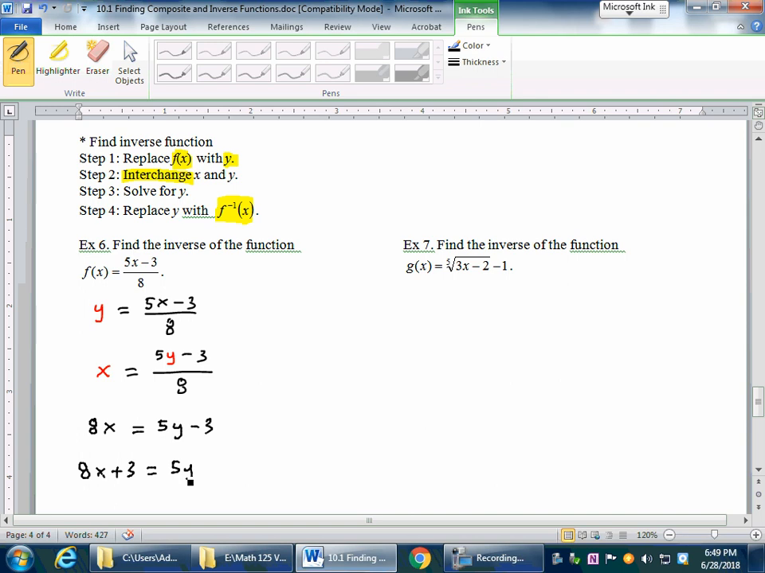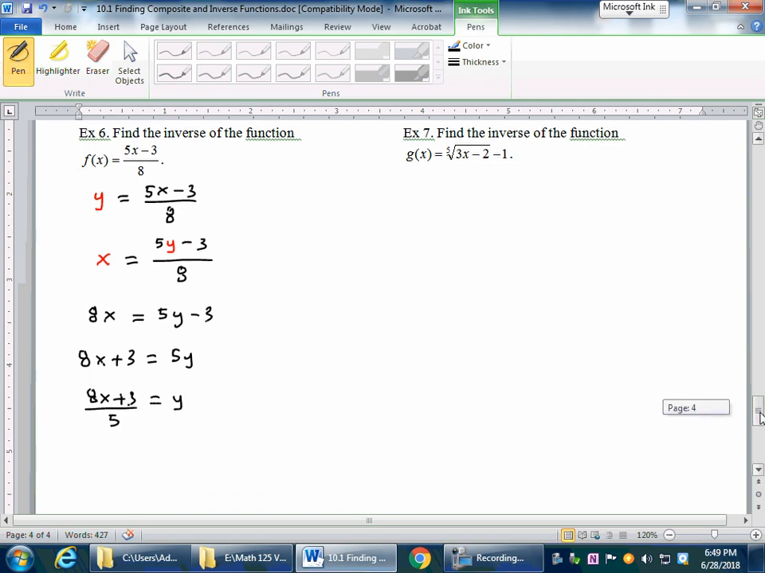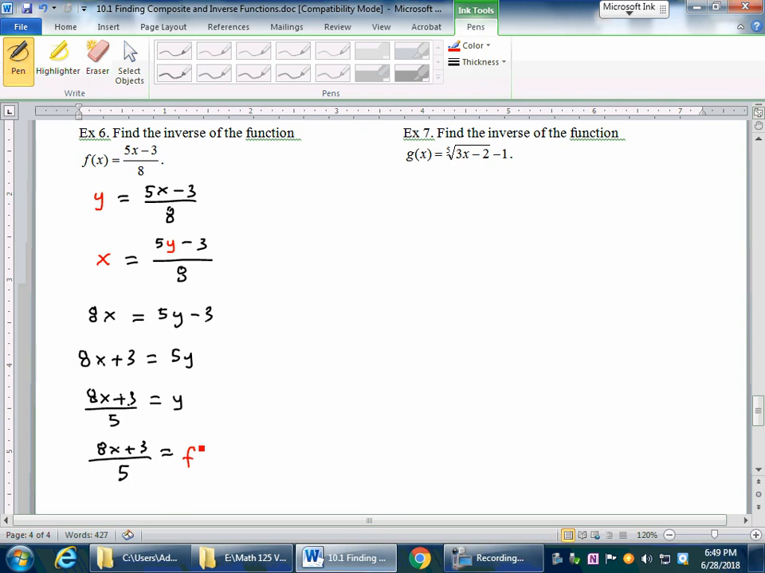And finally, we divide it by 5. So 8x plus 3 over 5. Which now we can rewrite in terms of function notation, which is 8x plus 3 over 5 is equal to, now it will be inverse function notation, which is f inverse of x. So now we found the inverse function.